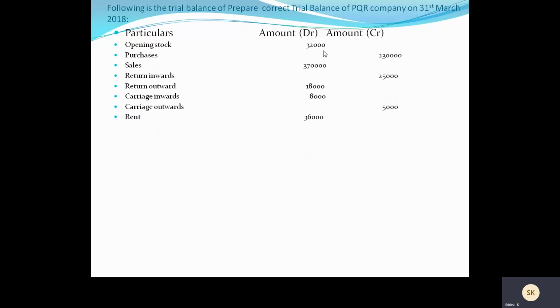So debit. You must be perfect with the list of trial balance items related with the debit amount column and the credit amount column, so that you can easily pick out the item and show whether it is related with the debit amount column or the credit amount column. Then simply rectify that and sum up the debit amount column and the credit amount column. Both will give you the same total at the end.